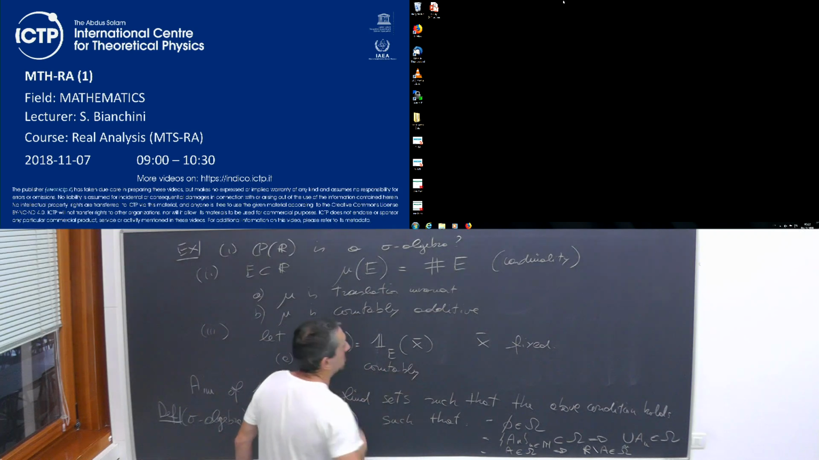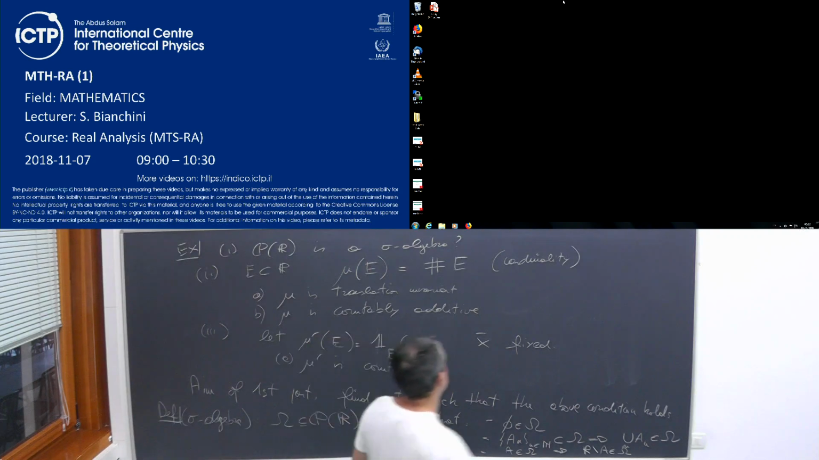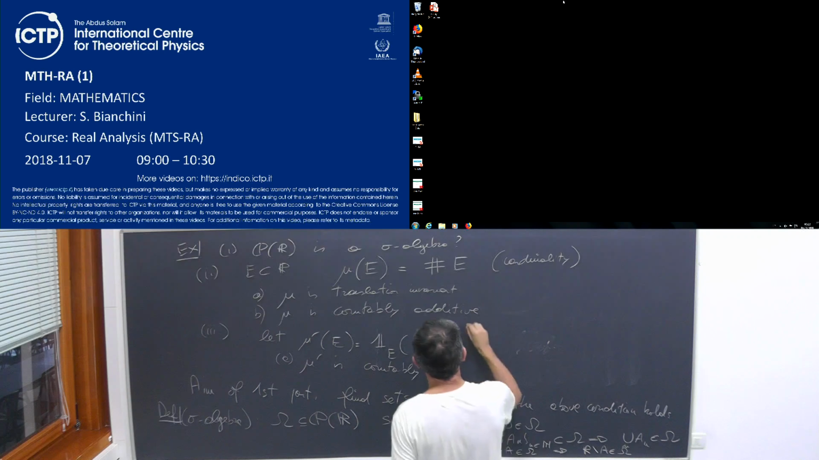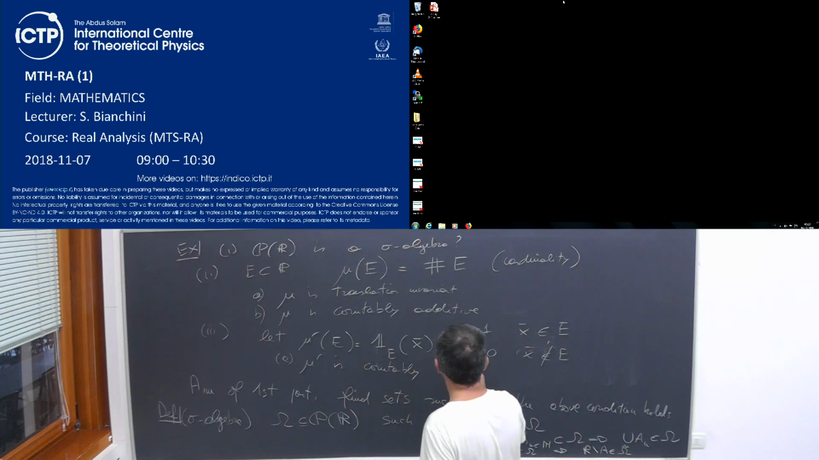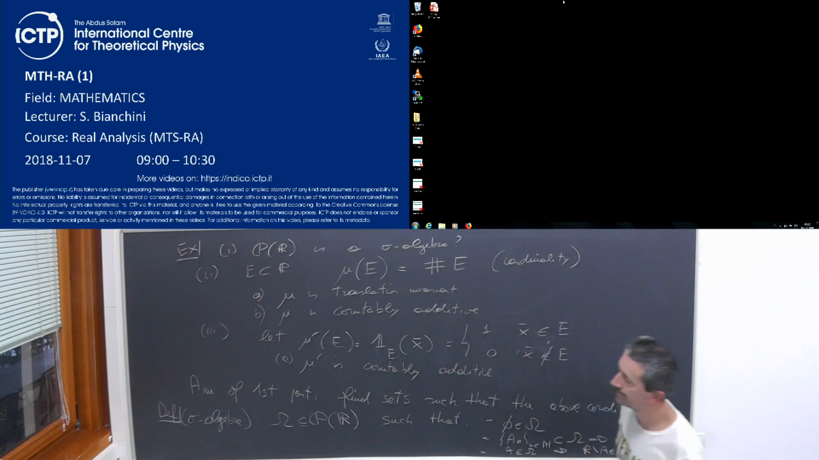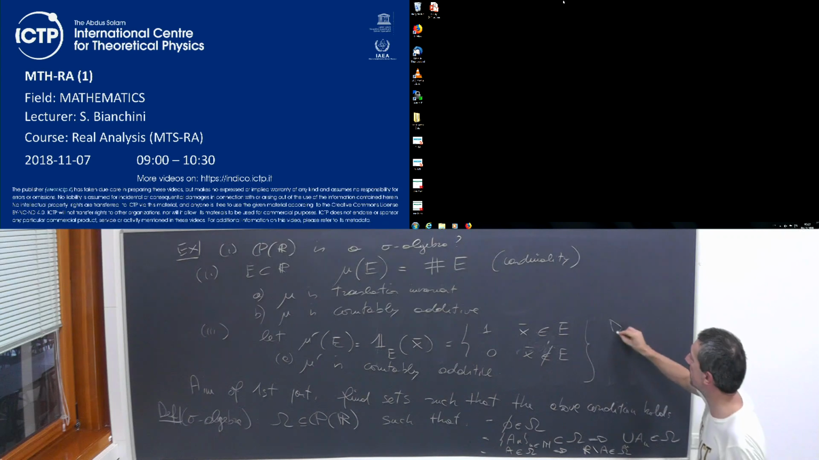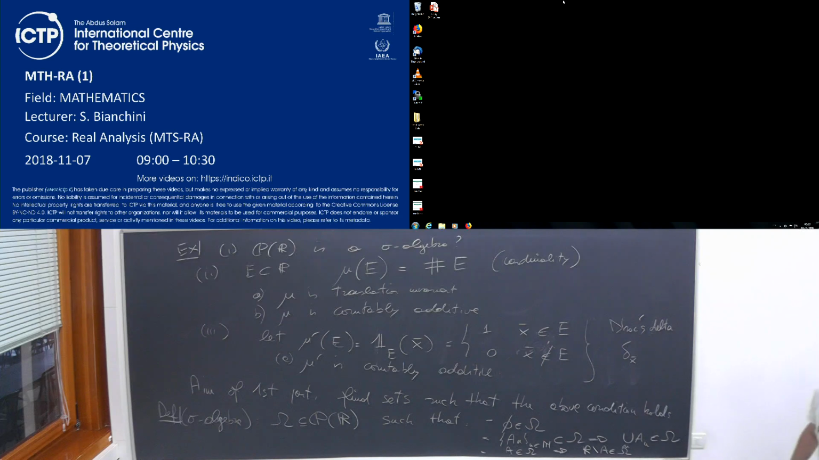This is the indicator or what? Indicator. So this means that this is 1 if x bar is in E, and 0 if x bar is not in E. Okay, usually this is called the Dirac delta. Is it also called characteristic function? Characteristic function. This is the characteristic function, but usually this depends on the notation.